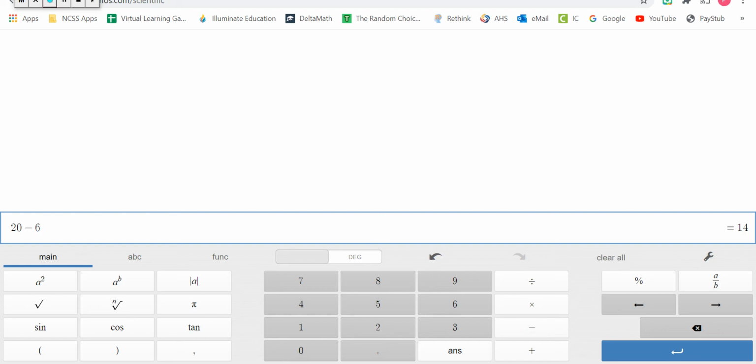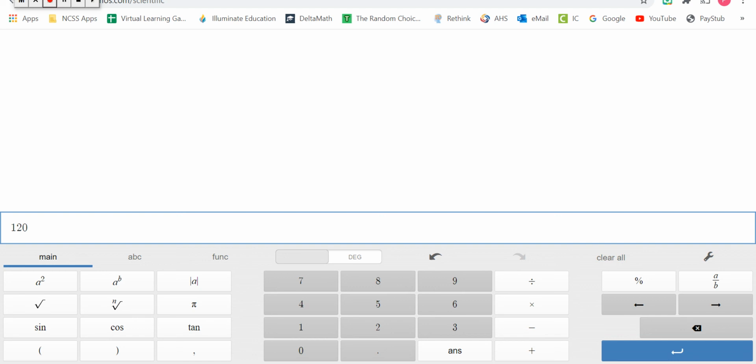And then what if I did negative 20 plus 6? Negative 20 plus 6 equals negative 14. So that's still not helping me out with my factors. So I still need to get negative 7. So I'm going to take a leap.